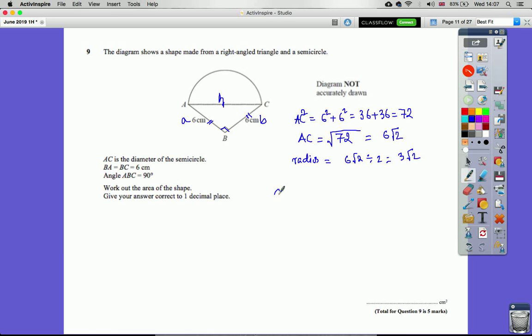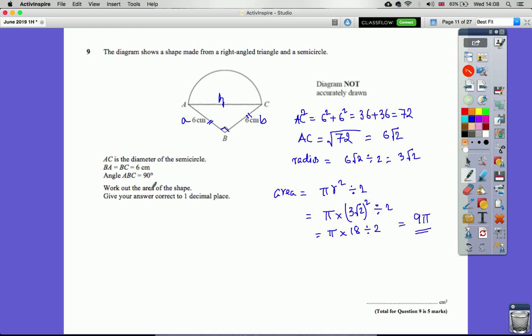Now, the area will be pi r squared divided by 2 because this is a semicircle. So, pi times what is the radius? 3 root 2 squared divided by 2. Now, you notice why I kept it in the surd form, because when I square it, the square root will go away. So, we have got pi times 18 divided by 2, which will give you 9 pi. Leave it in this format for now.